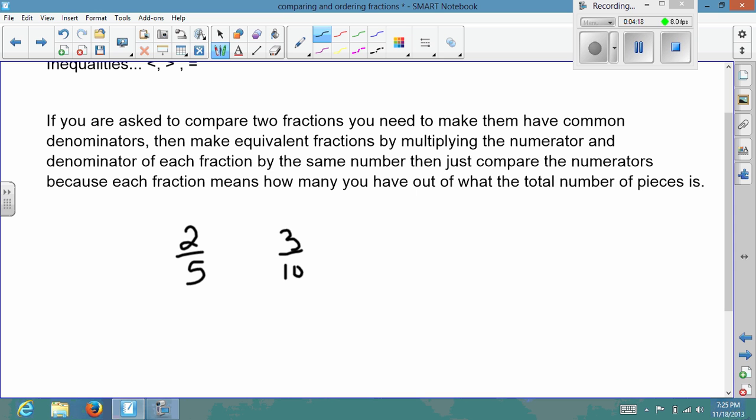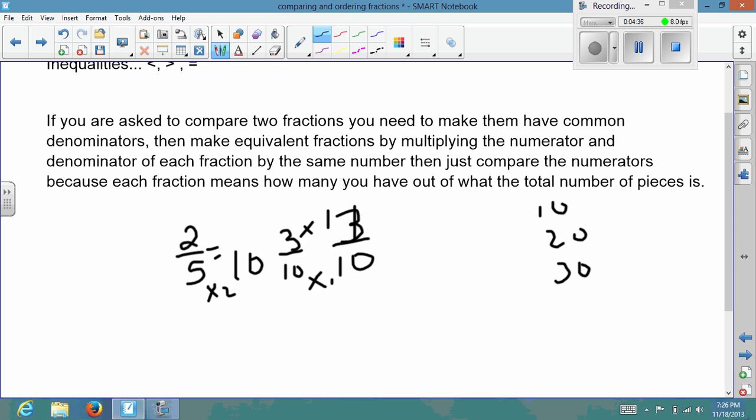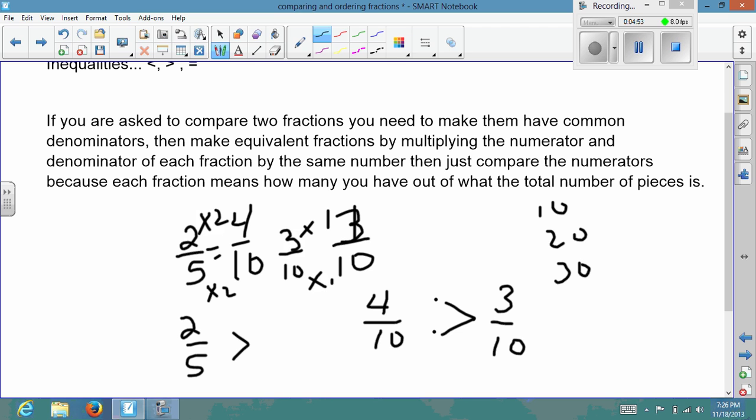So I have to find a common denominator. So I choose the larger one, 10, 10, 20, 30. 5 divides into 10, so 10 is my denominator. So this one just stays the same. Whoops, sorry, that's 3. And then here, to get from 5 to 10, I multiply by 2. 2 times 2, of course, is 4. So I compare 4/10, 3/10. Well, 4/10 is bigger than 3/10. So 4/10 is greater than 3/10. And going back to my original, 2/5 is greater than 3/10.